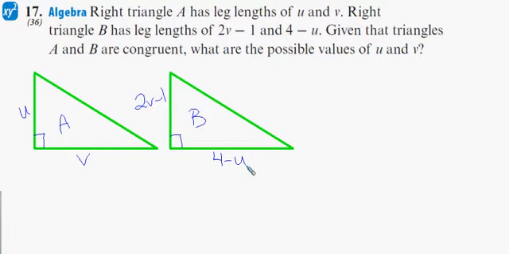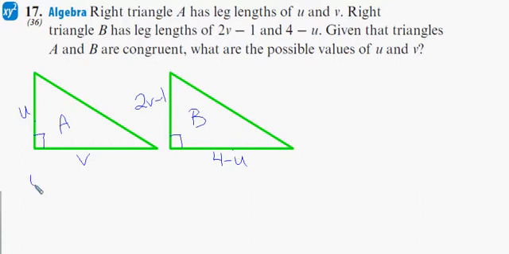Well, we've got two scenarios. We can say that the vertical legs are equal to one another and the horizontal legs are equal to one another, or we can say that the first vertical leg here is congruent to the second horizontal leg here and vice versa. So let me just set up the two scenarios.